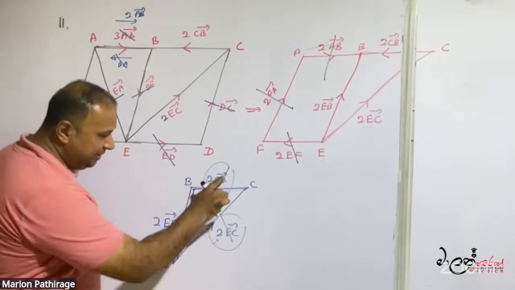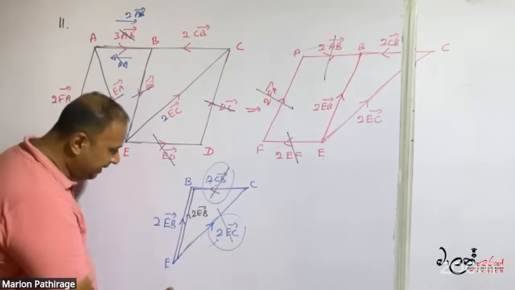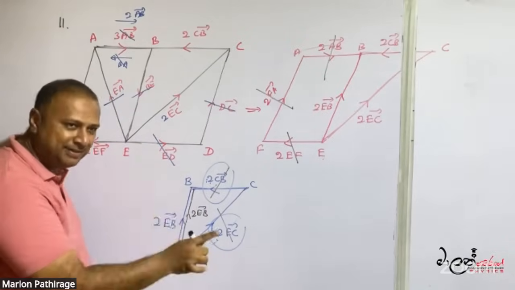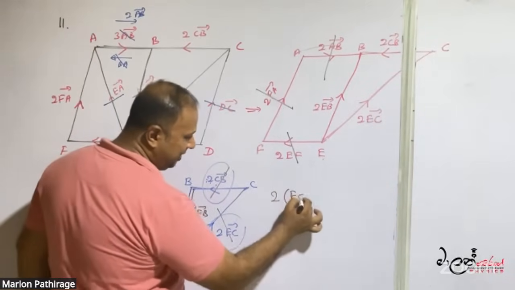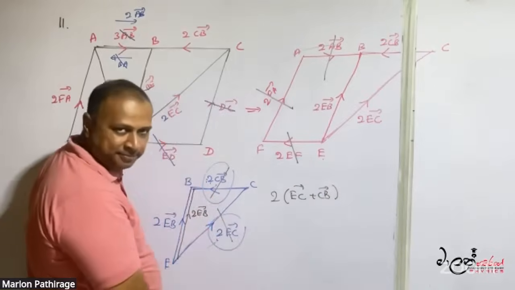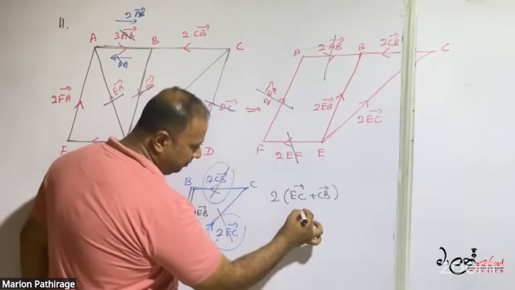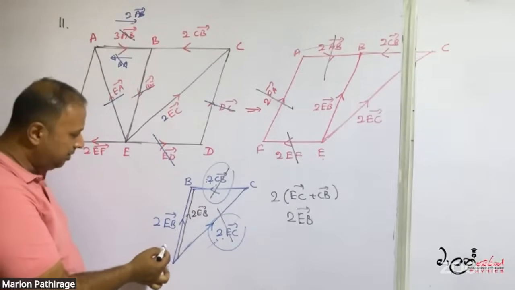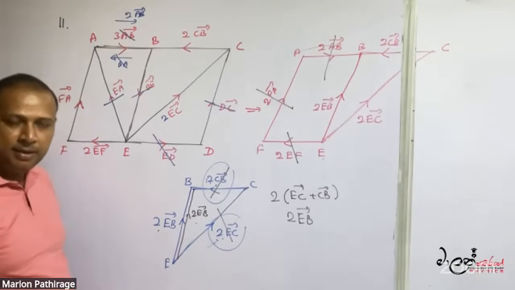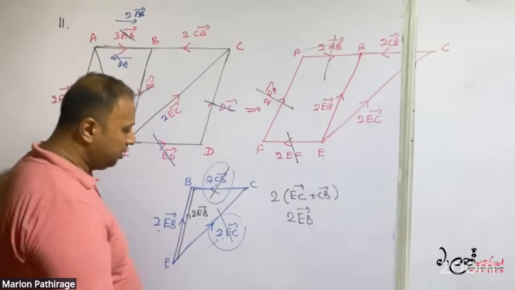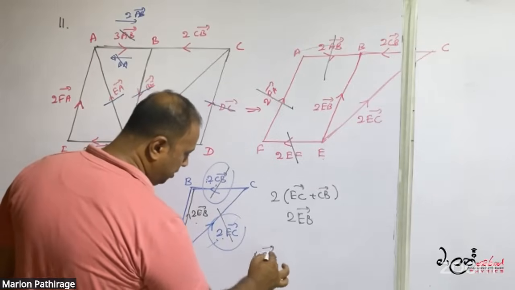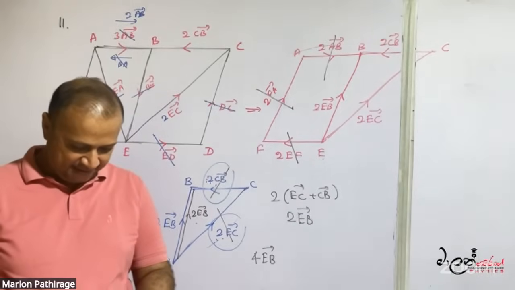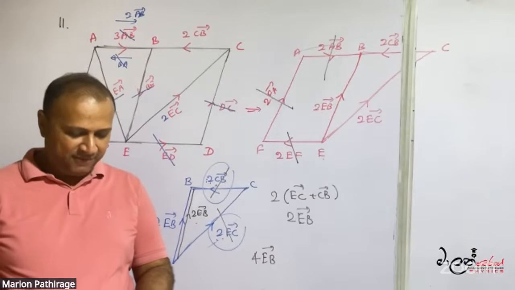What is it? EC plus CB. EC plus CB means EB, so 2 times EC plus CB is 2 times EB. Therefore, if you add these two, it should be 2 times EB. Therefore, 2 times EB plus 2 times EB means 4 times EB. Therefore, the answer is 4 times EB, answer number 2.